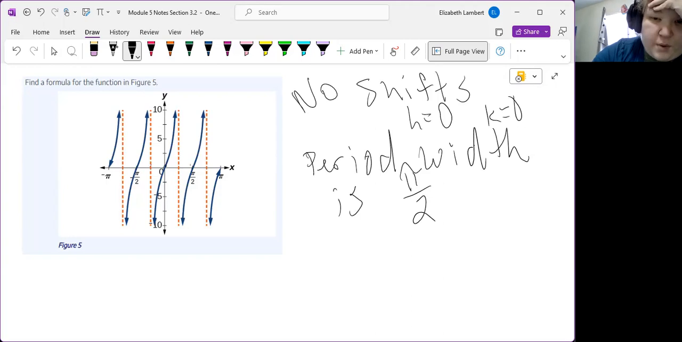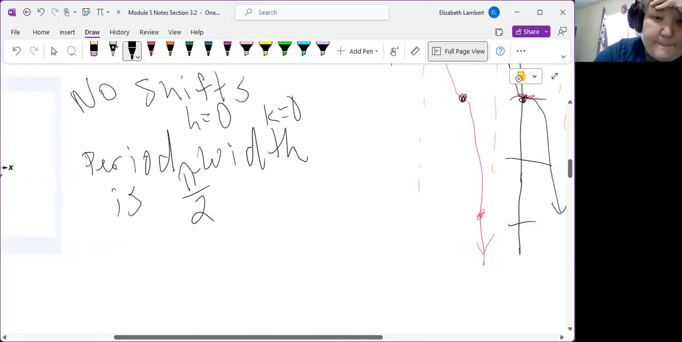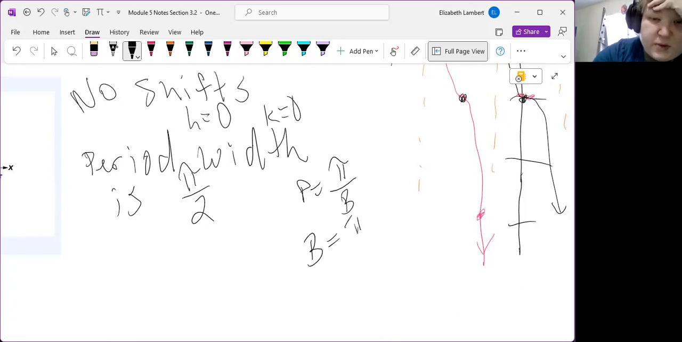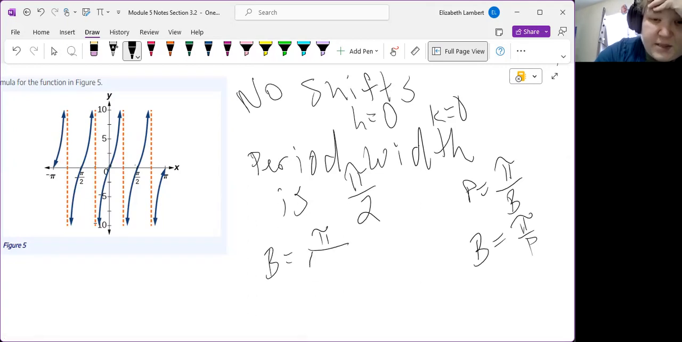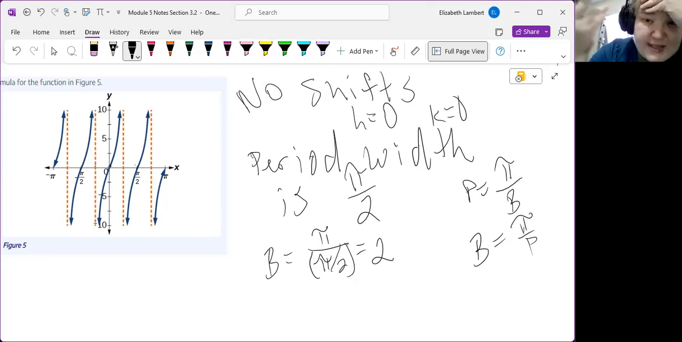All right, so with our formula, P equals pi over B, this also produces the formula B equals pi over P. So my B value is the normal period of tangent divided by the period we just got, which is 2. So our period width is pi over 2, but our B value in the function will be 2. And now we just have to figure out the A value.